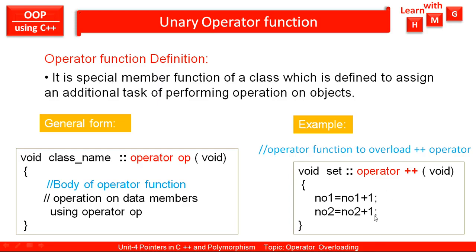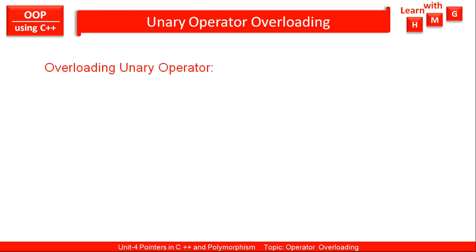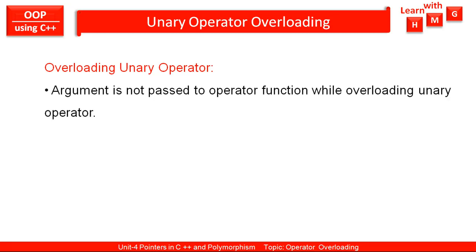So this is the additional task assigned to this operator plus plus function: whatever object calls this particular function, the data members of that calling object will get incremented by 1 due to this function. So here, overloading the unary operator. How to overload a unary operator we have studied, but now let us see what exactly is happening regarding the argument.